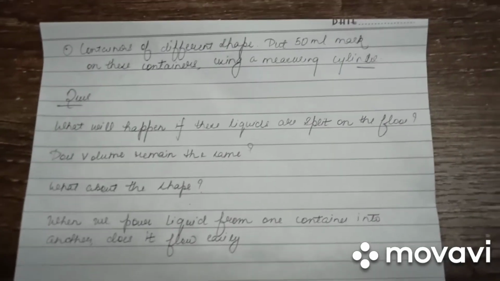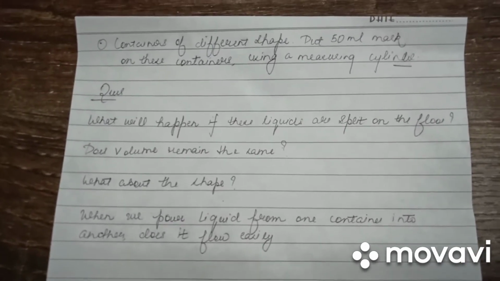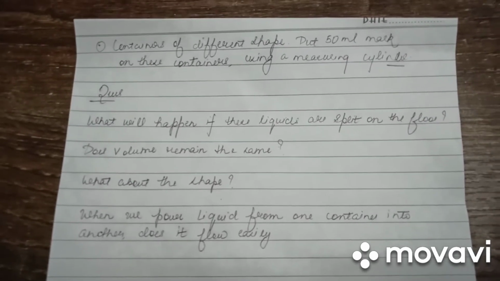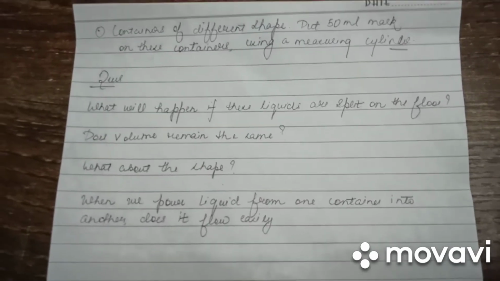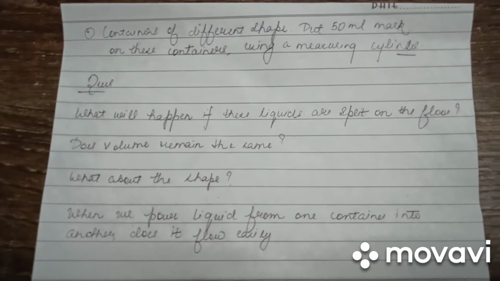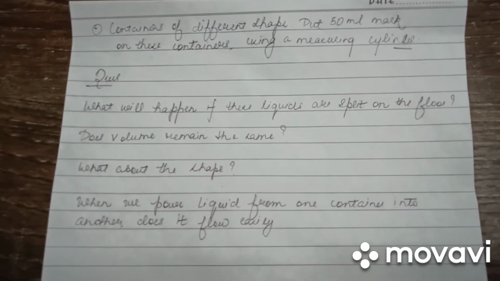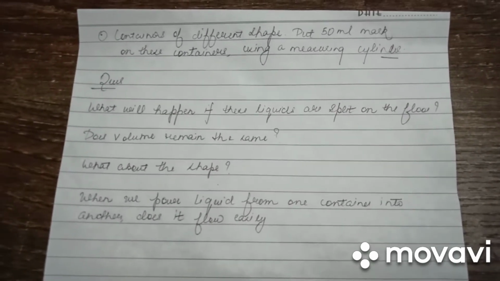As soon as these liquids are spilt on the floor, they start flowing. The volume of the liquids remains the same, but they take the shape of the container in which they are poured. When we pour liquid from one container to another, it flows easily. Liquids have a tendency to flow easily and take the shape of the container in which they are poured, as a result of which they are called fluids.